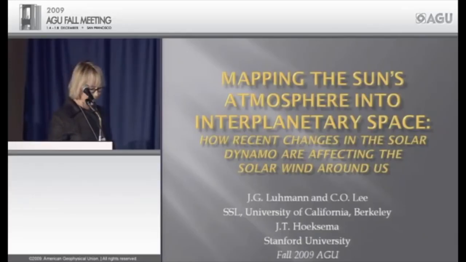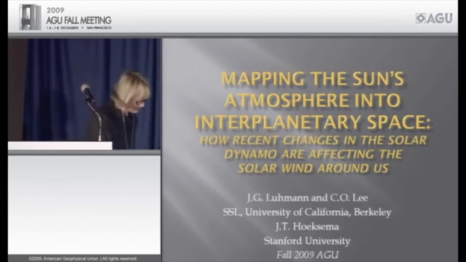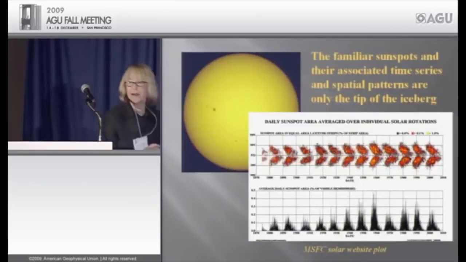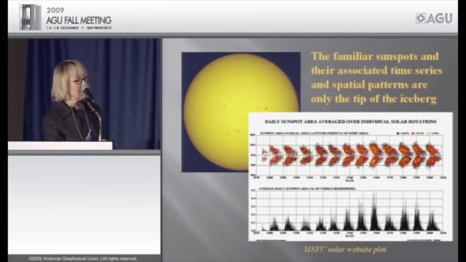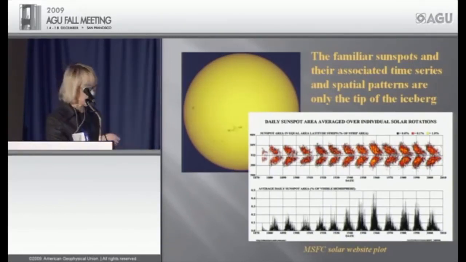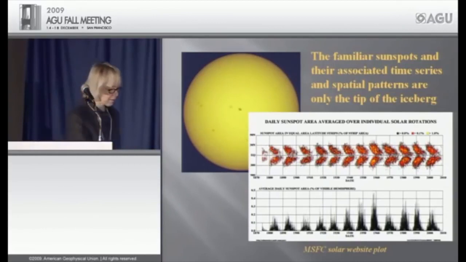The co-organizers have asked me to tell you about the interplanetary side of the story. So the familiar sunspots and their associated time series and spatial patterns, the butterfly diagrams, are only the tip of the iceberg, of course. This is only the superficial part of the solar cycle.